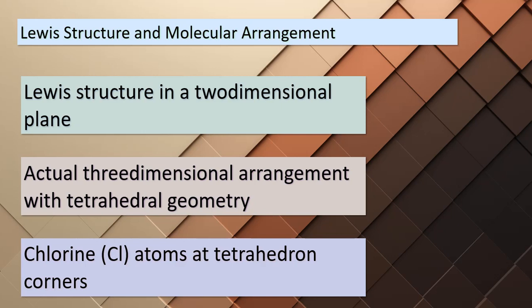Imagine the chlorine atoms at the corners of a geometric figure called a tetrahedron. This tetrahedron has 4 corners and each face is an equilateral triangle. So, what we initially thought was a flat picture turns out to be a 3-dimensional marvel. This is a great reminder that sometimes our simplified models don't capture the full complexity of the world around us. Now, let's journey further into the fascinating world of molecular geometry.